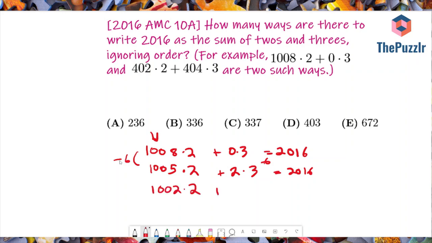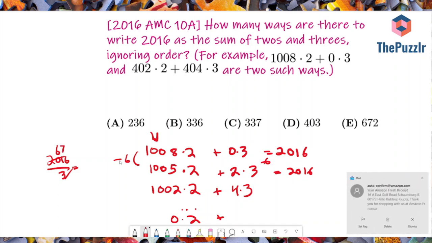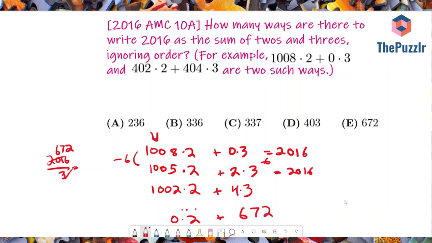1002 times 2 plus 4 times 3. Let's just double check our answer. 2004 plus 12. Yep, that's 2016. All the way to 0 times 2 plus, now if we get some integer here, we should because it's divisible by 3, but we have to double check. So 2016 divided by 3: 20 divided by 3 gives us 6, 21 divided by 3 gives us 7, 6 divided by 3 gives us 2. So we have 672. So 1800 plus 70, which is 2010, plus 2. So 672 times 3 gives us 2016.